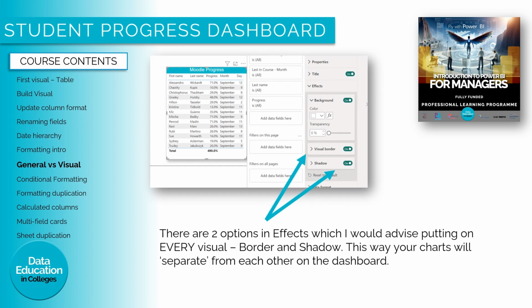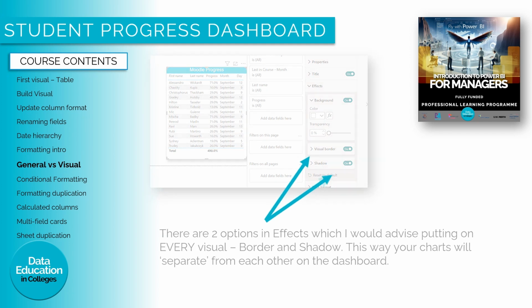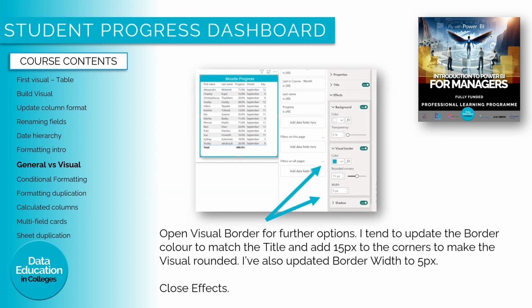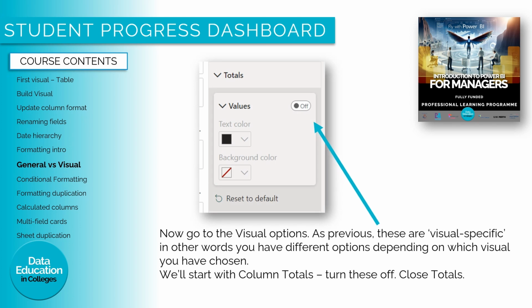And these are 2 things that I would advise putting on every single visual you do, border and shadow. It just separates all the charts on the dashboard, otherwise it can kind of jumble into each other. While we're there, open up visual options for even more. And I tend to update the border colour to match the title. You'll actually see with the drop down that the latest used colours are there. I've put rounded corners and a wider border.